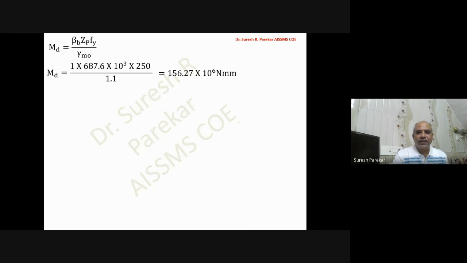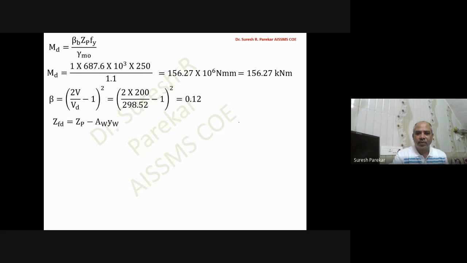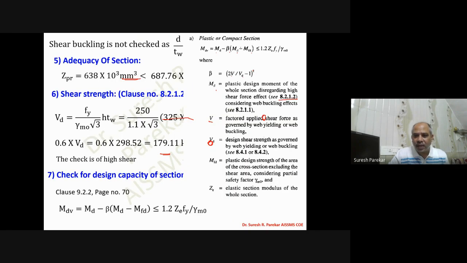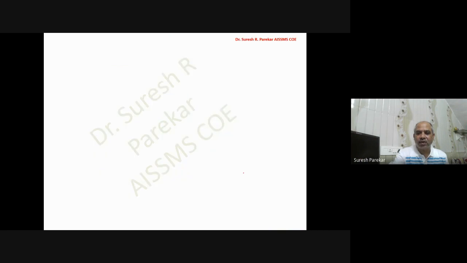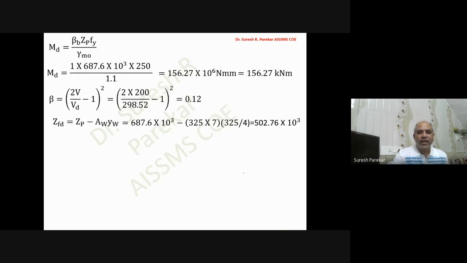So beta B ZP Fy upon gamma MO comes to 156.27 kilonewton meter. Beta, (2V upon VD minus 1) whole square: 2 into 200 upon 298.52 minus 1, whole square, comes to 0.15. And then we have ZFD, ZP minus AW YW, because they have clearly mentioned, as you can see, the plastic design strength of the area of the cross section excluding the shear area. So we have to just exclude the shear area, which is AW into YW.